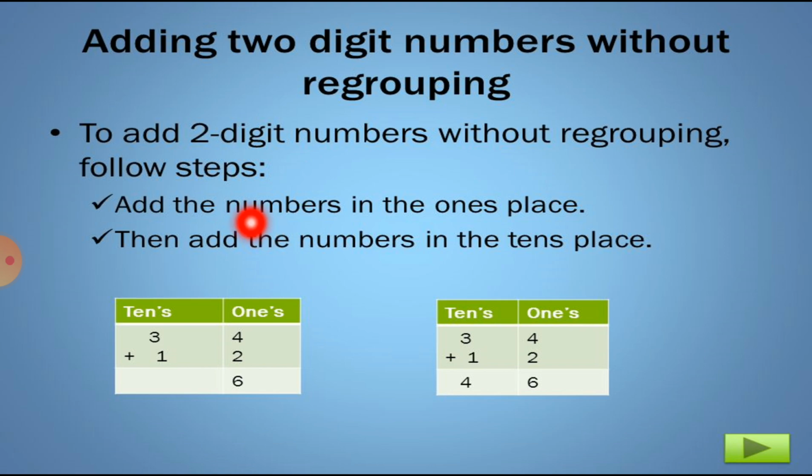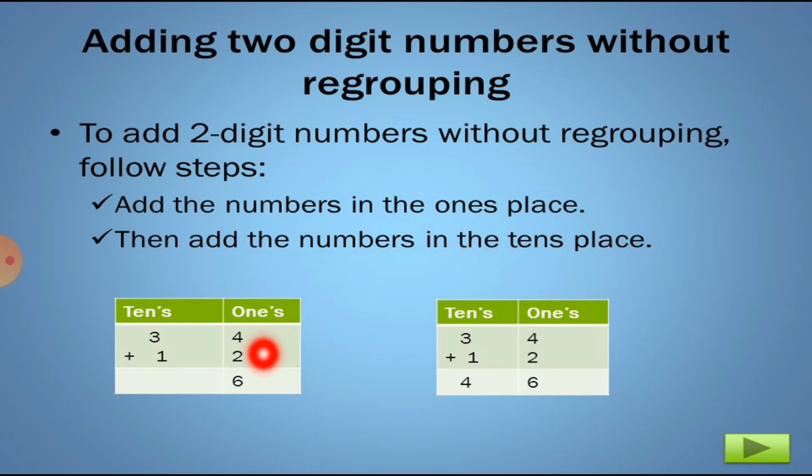So here are 2 steps for it. To add 2-digit numbers without regrouping, follow the steps. Step number 1 is add the numbers in the ones place. As I told you, always start adding the numbers from the right side, with the ones column. I repeat, always start adding from the right side, the ones column. Then add the numbers in the tens place.